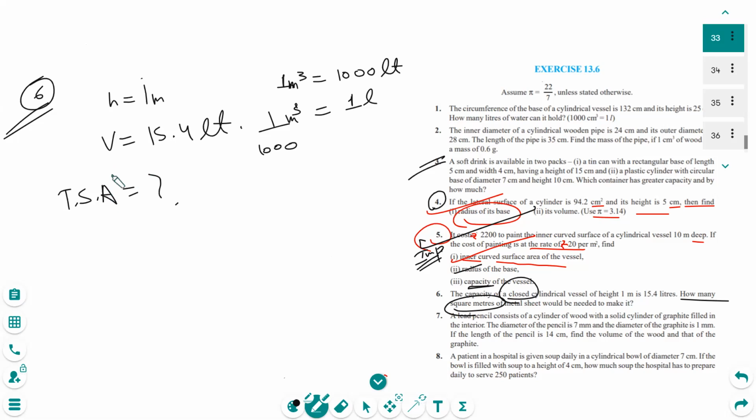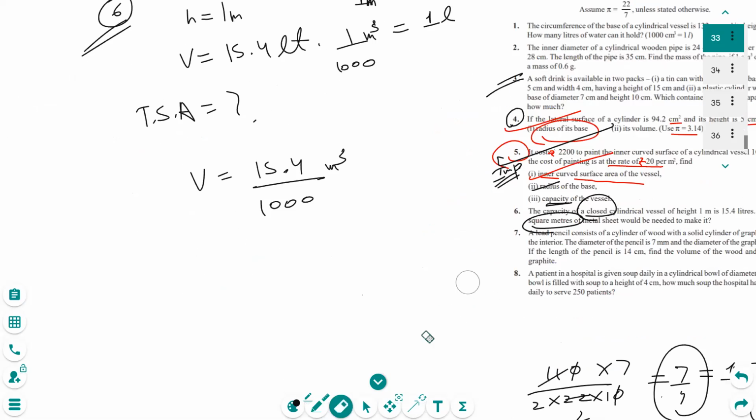Let me see if I can do it in a smaller way. Total surface area of cylinder is 2 pi r (h plus r). Is there a shorter way? No, I need to do it longer. So if I divide this by 1000, it will be in meter cube. I'm not putting decimals because that will make my calculation tougher.